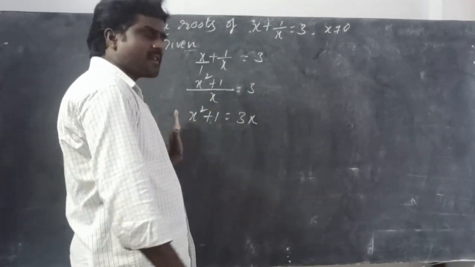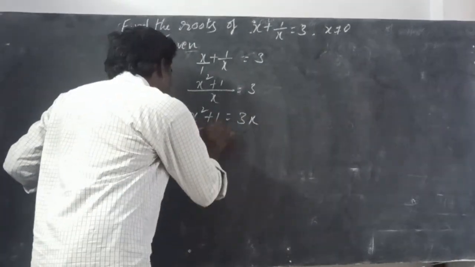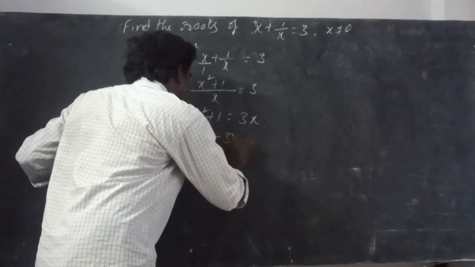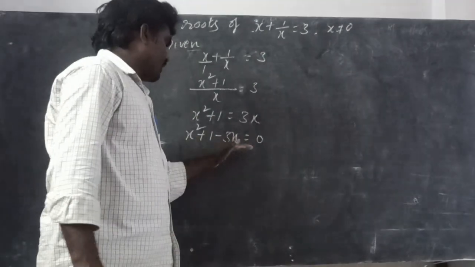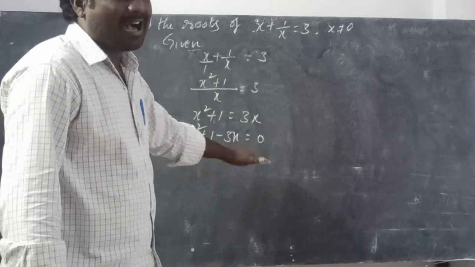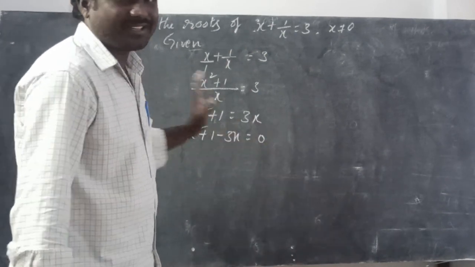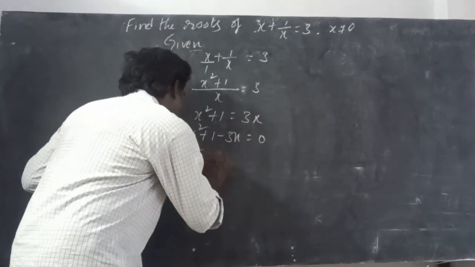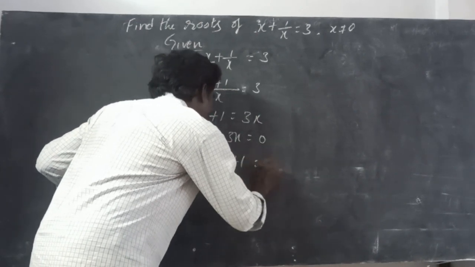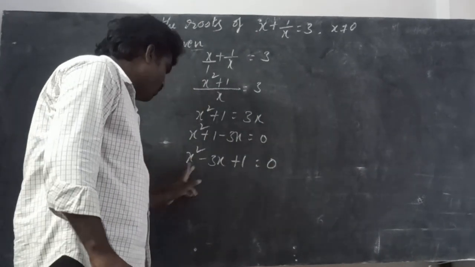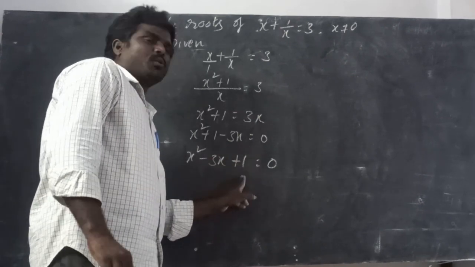Plus 3x comes to the other side and becomes minus. So x square plus 1 minus 3x is equal to 0. Now the quadratic equation, we can arrange the terms in order. So that is x square minus 3x plus 1 is equal to 0. Its degree is 2, its degree is 1, its degree is 0.